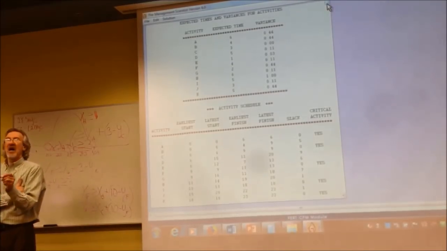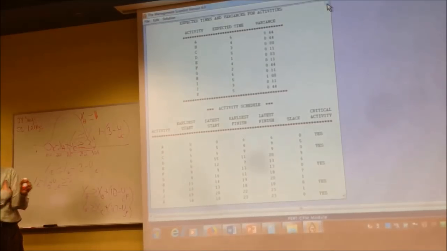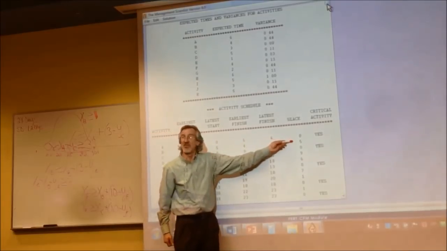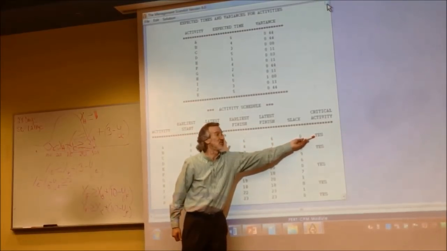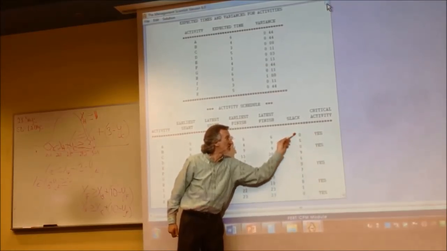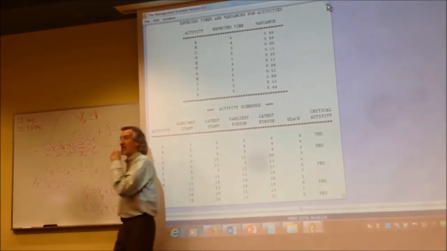Which activities are critical? There you go. That's right. It's in two places. They'd have either 0 slack or you'd have a yes under the word critical. So if you don't have the yeses here, you just got to look at the slacks. 0 slack means it's critical, right?